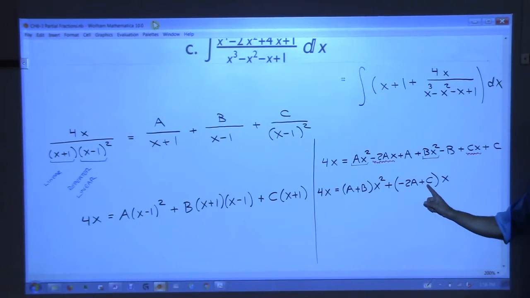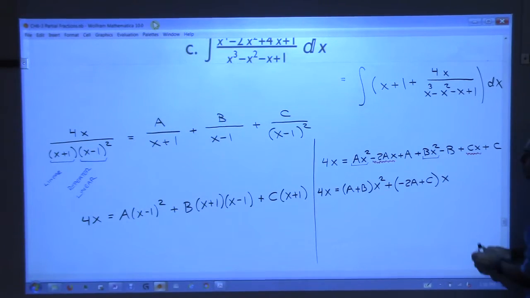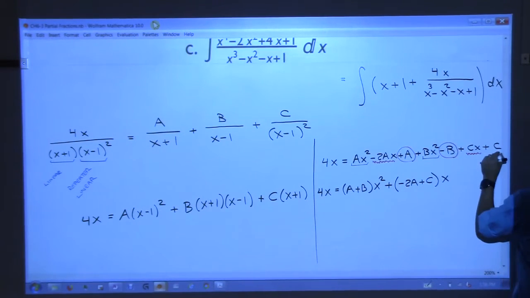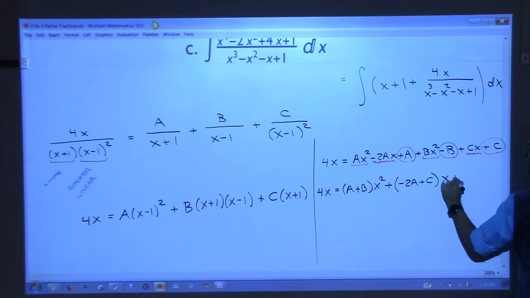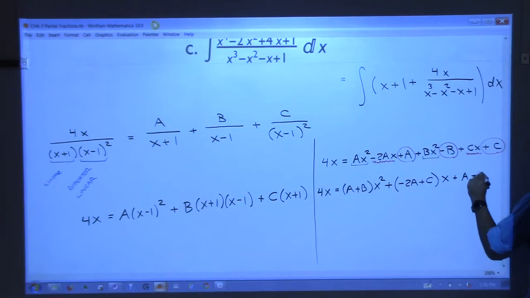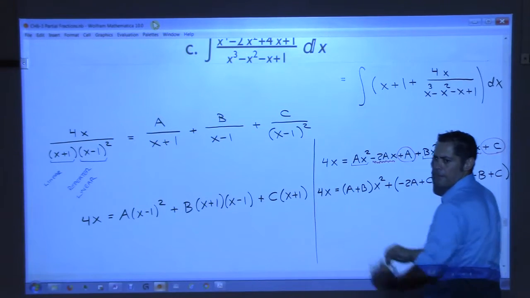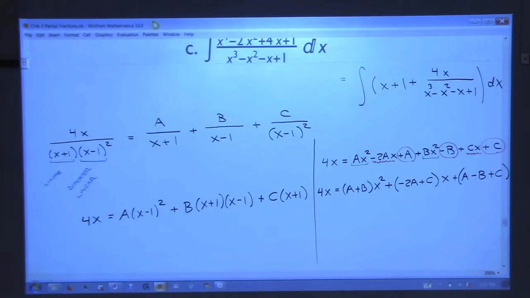All right? And then I need to grab anything that doesn't have x. So that, that, and that. I have a bunch of stuff without x. So plus a minus b plus c. If you want, you can put all that in parentheses too. You don't need to, but it kind of separates the idea that, look, this right here has to be something over here, right? Questions? We get to match the coefficients.